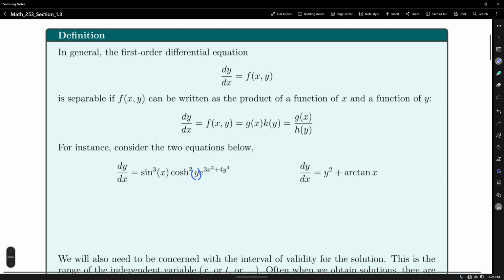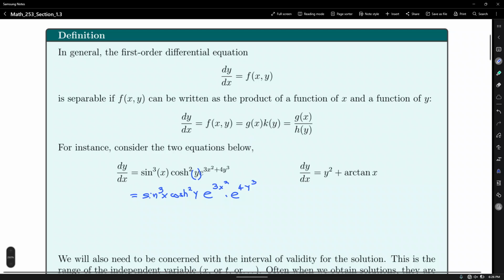So the cos operator is only for the y, not to the exponential function. Is that a separable equation? Let's find out. Okay, so actually let's talk about the exponential factor there. So this is equal to sine cubed x cos squared y. How about e to the (3x squared plus 4y cubed), which is the same as saying e to the 3x squared times e to the 4y cubed? Okay? So does that look like a product between two functions, one function of x and one function of y?